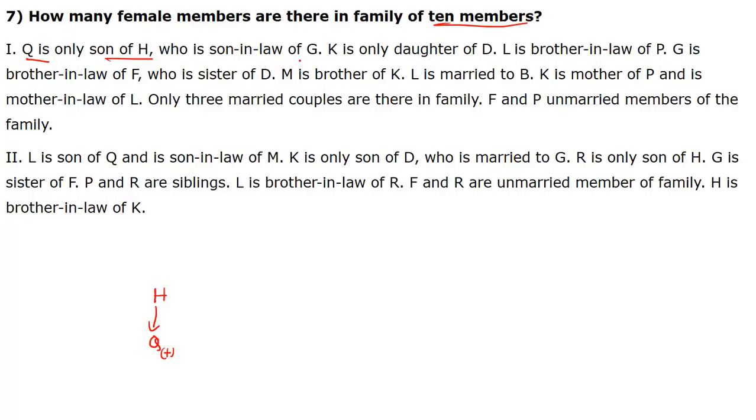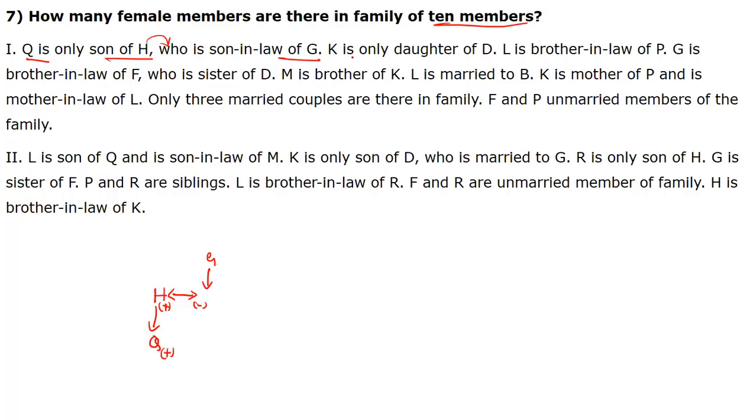H is the son-in-law of G. What does this mean? H, who is the son-in-law of G, is nothing but H is married to G's daughter. Then only H will be the son-in-law to G. So H is married to G's daughter, so this is a female person. And H should be a male person.